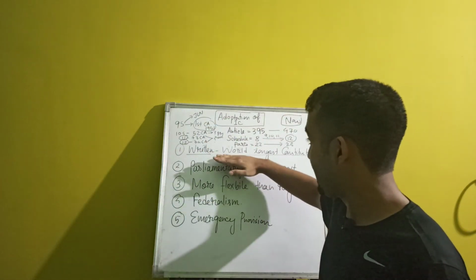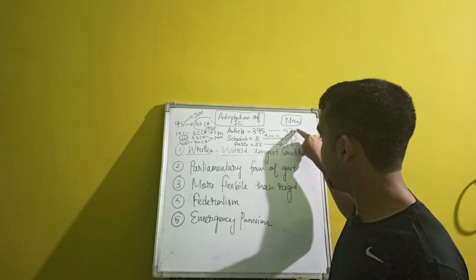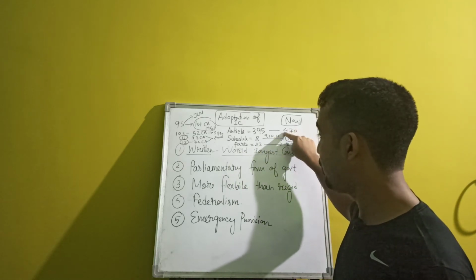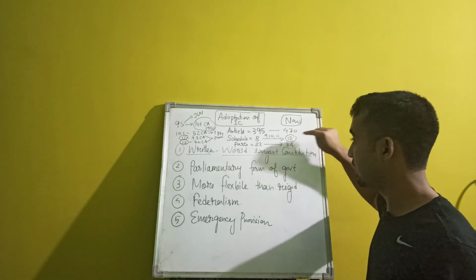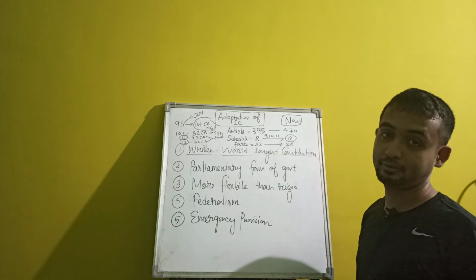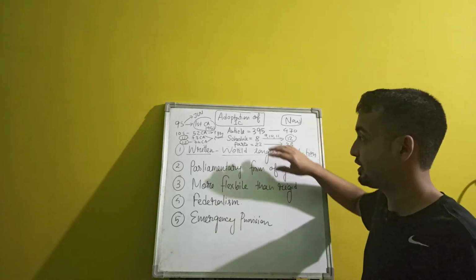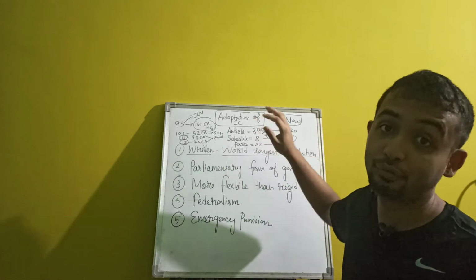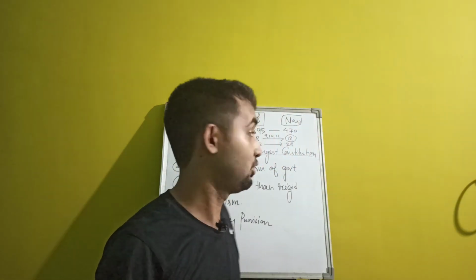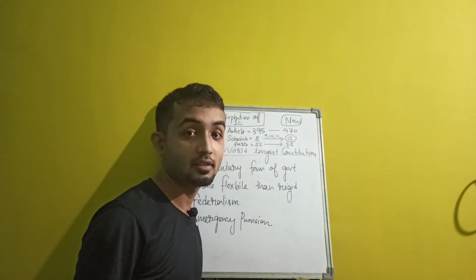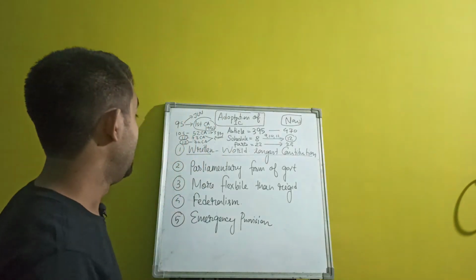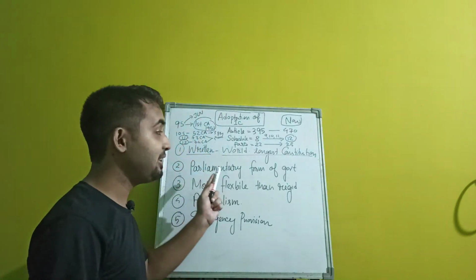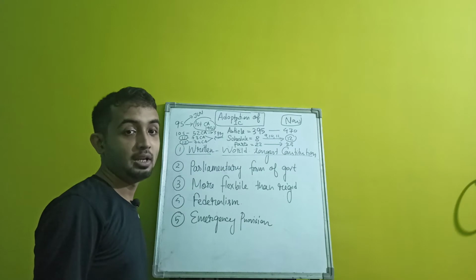So we see our largest constitution because it contains 470 articles, 12 schedule and 25 part. So we see the content of Indian Constitution, that is world largest constitution. Okay. Next we will see parliamentary form of government.